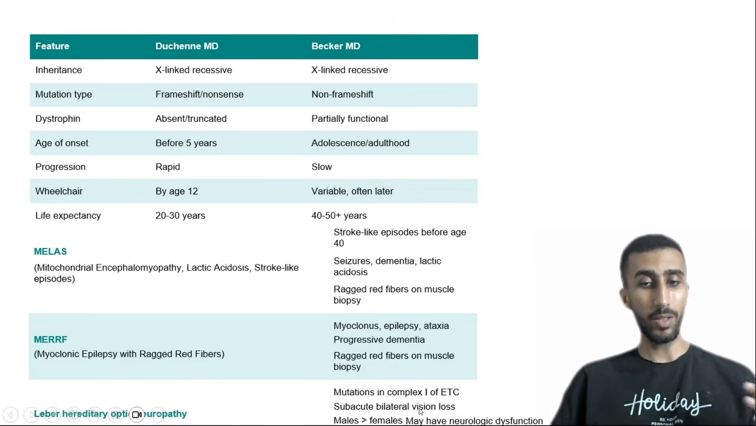There is a subacute bilateral vision loss. Males are affected more than females. This is very high yield, you have to notice that, and they may have neurological dysfunction also. So all of them may have neurological dysfunction, and you have to memorize that the area of defect for hereditary optic neuropathy is complex number one of the electron transport chain.